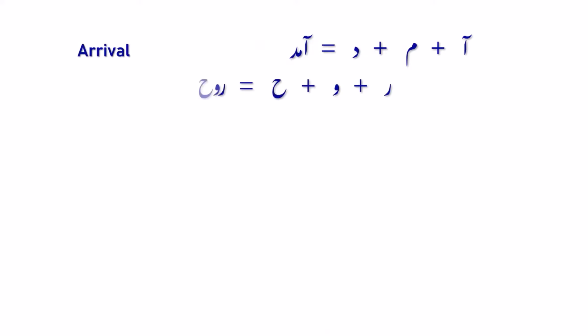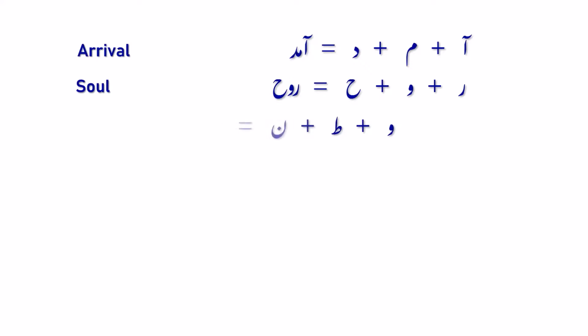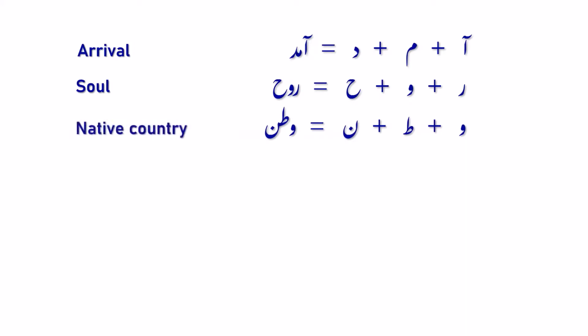Alif mad, Meem, Dal, Aamad, arrival. Re, Vav, Badi He, Rooh, soul. Vav, Te, Noon, Vatan, native country. Vav will have a Va sound if that word starts with Vav.